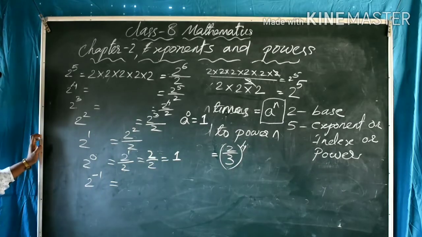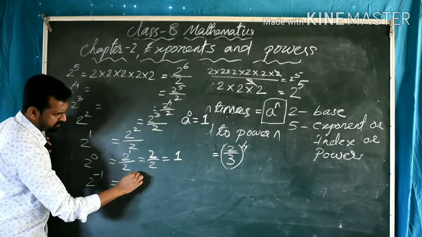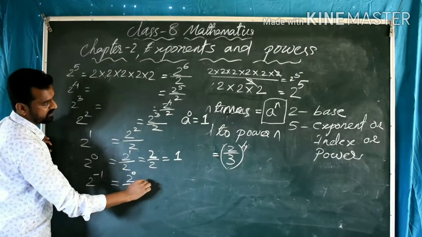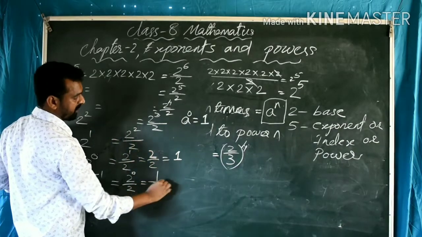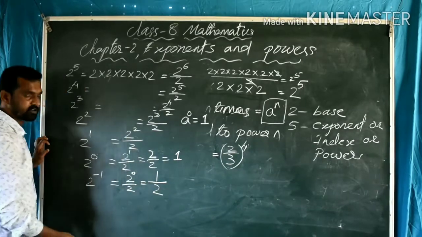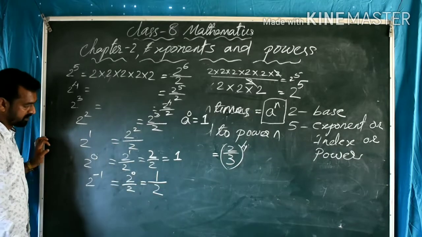2 raised to minus 1. 2 raised to minus 1, it will come 2 raised to 0 divided by 2. 2 raised to 0 we can write as 1. 2 raised to 0, the answer is 1, divided by 2. So 2 raised to minus 1 is equal to 1 divided by 2.